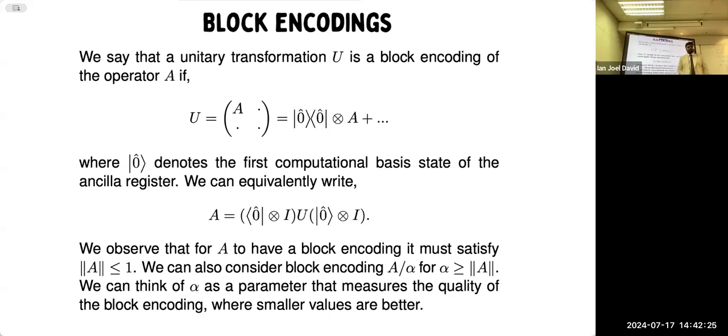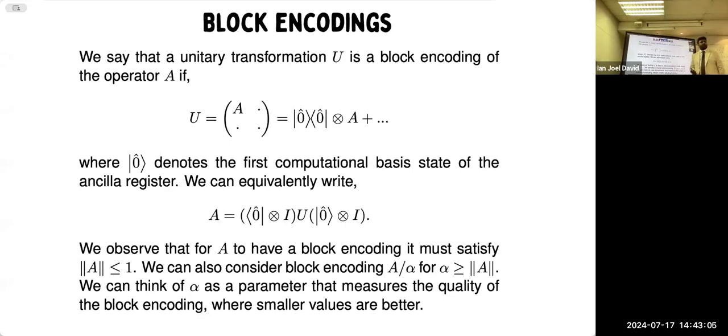A scaled block encoding is where you have an operator that's multiplied by 1 over a scalar. Scaled block encodings are very nice because in some cases you may want to implement half times an operator, so you want to be able to encode that nicely. So we need a condition for doing scaled block encodings. And the condition is that the scalar alpha is bigger than or equal to the norm of A. We can think of this alpha as a parameter that measures the quality of the block encoding, where smaller values are better. Okay, so that's what the scaled block encoding does.